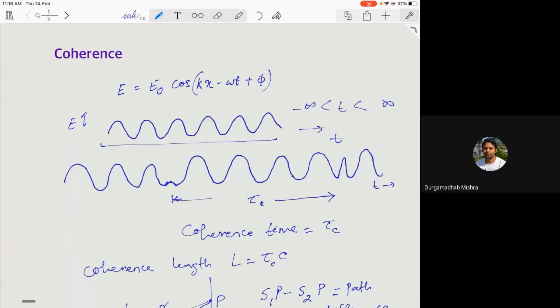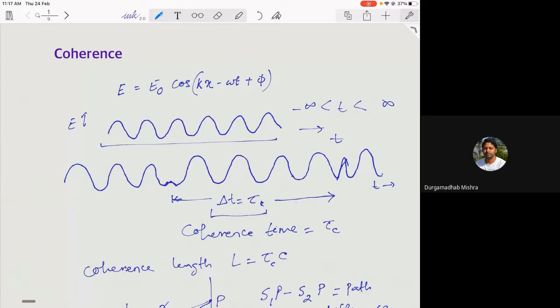Okay, so for this duration delta t, let's say tau, the wave actually looks like a cosine wave, with a certain phase phi, let's say. Now, if some disturbance or deviation happens, you will observe this kind of wave for a moment, and then again you will have another wave train, which is again a cosine function, but with a different phase.